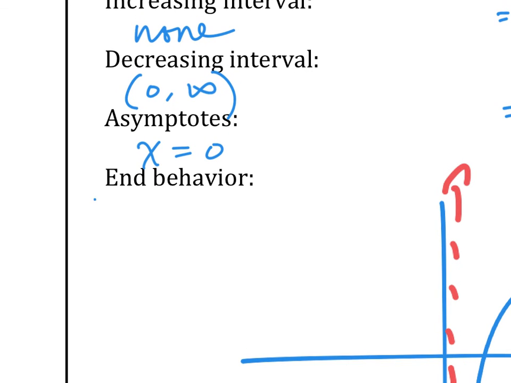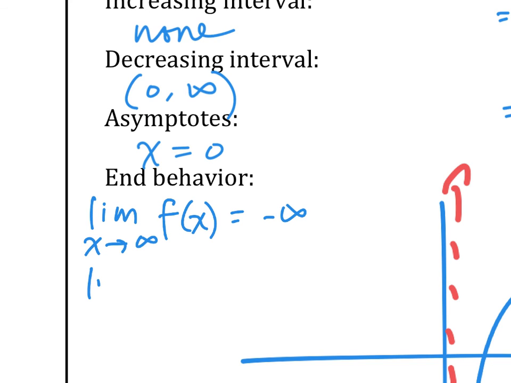And so let's talk about end behavior. As x goes to infinity, this function is going down, so negative infinity. For the other end, you wouldn't say that x is going to negative infinity because there is no negative infinity. X can only really go to 0, and then it's going to stop there, and the graph goes up.